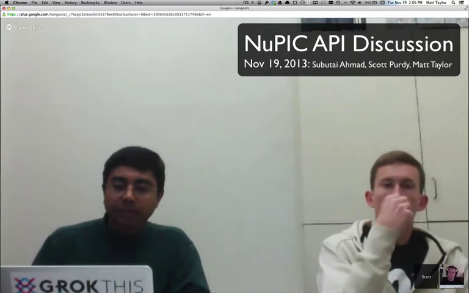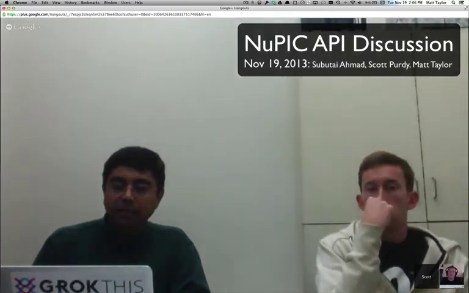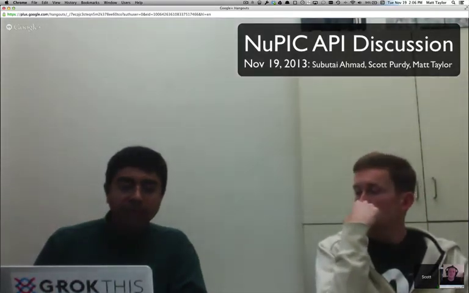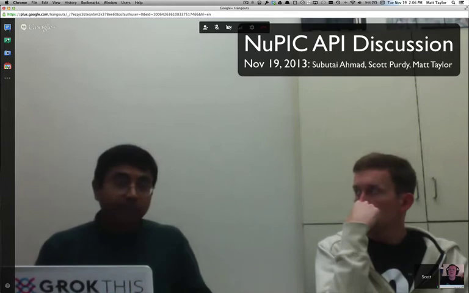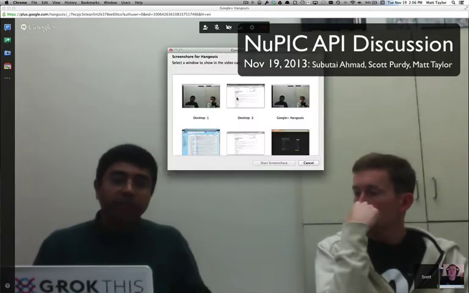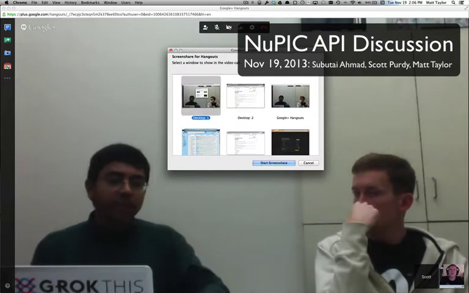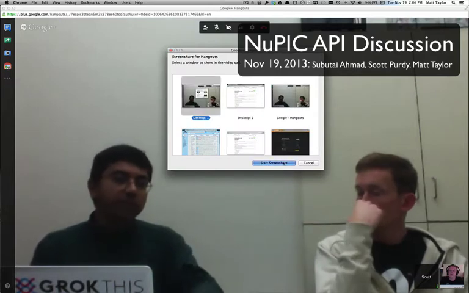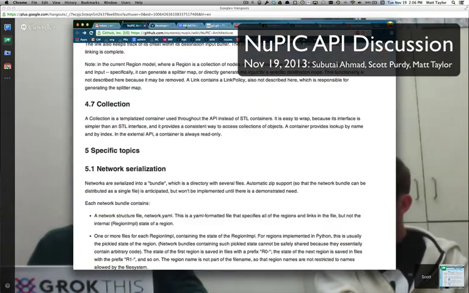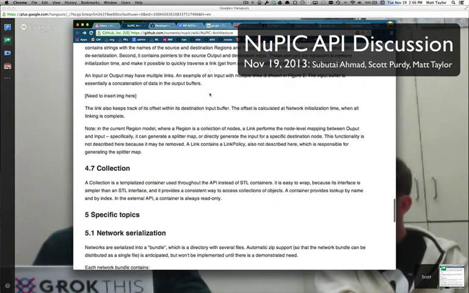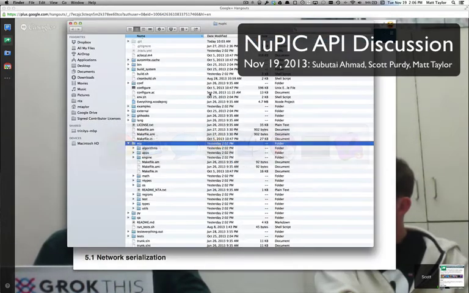So, do you want me to describe the, so we have algorithms, we have the network API, and then we have the OPF. Those are the three big chunks of code that we have. And my proposal is that the network API and region API should be the NuPIC API. That's the proposal, and it actually hasn't changed in a couple of years and is very generic.